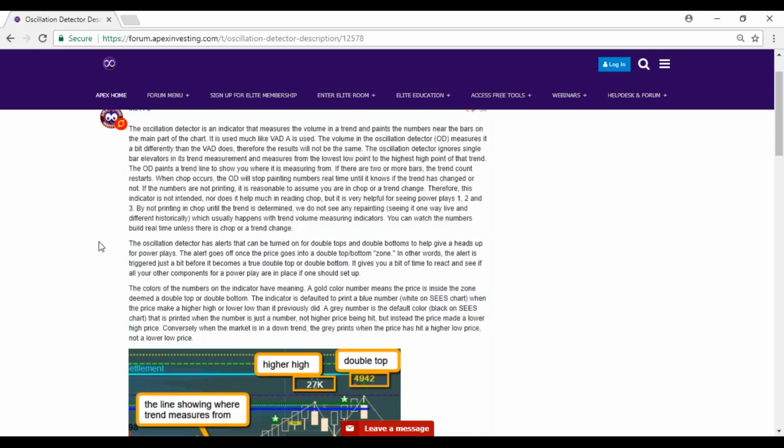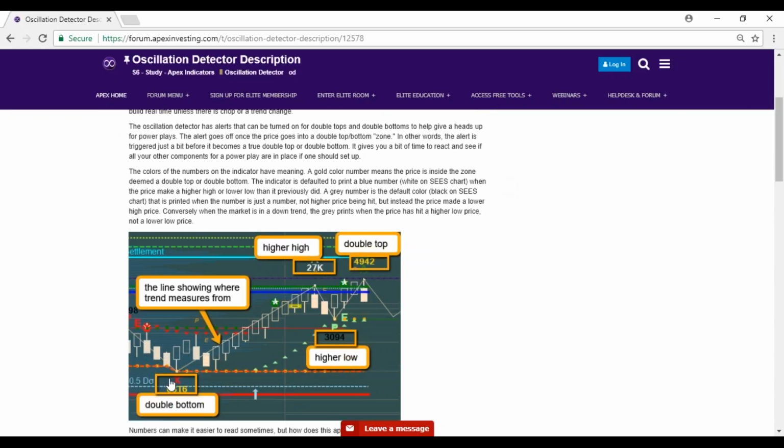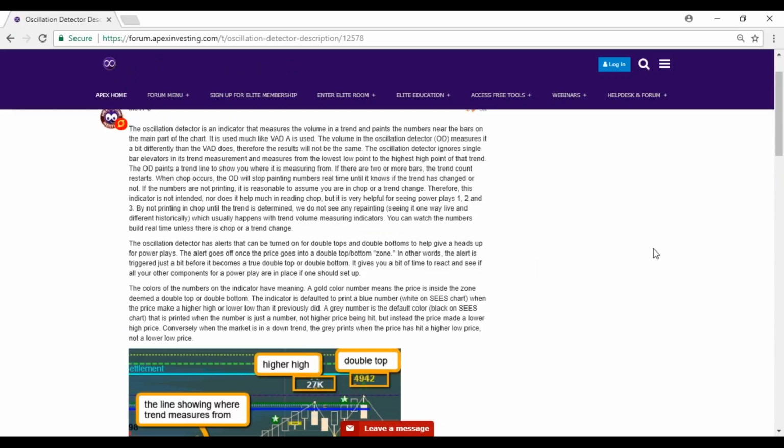You know most of this already, but oscillation detector is an indicator that measures the volume in a trend, and it paints the numbers near the bar on the main part of the chart. It's used much like VAD-A is used. The volume in the oscillation detector is measured a bit differently than VAD does, therefore the results will not be the same. The oscillation detector ignores single bar elevators in the trend measurement and measures from the lowest point to the highest point of the trend. Just like we talked about, right? From low to high, not from bar close.